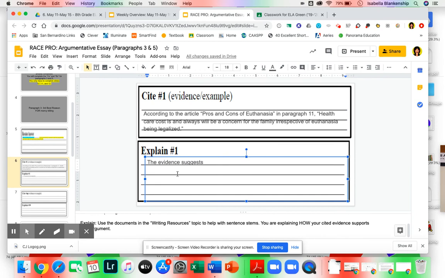And now we need to explain what the evidence is suggesting in the first place, and how that supports our original claim and our topic for this paragraph. If we write something like, the evidence suggests that healthcare is expensive for families, that doesn't explain anything. All it does is rephrase what we already quoted.